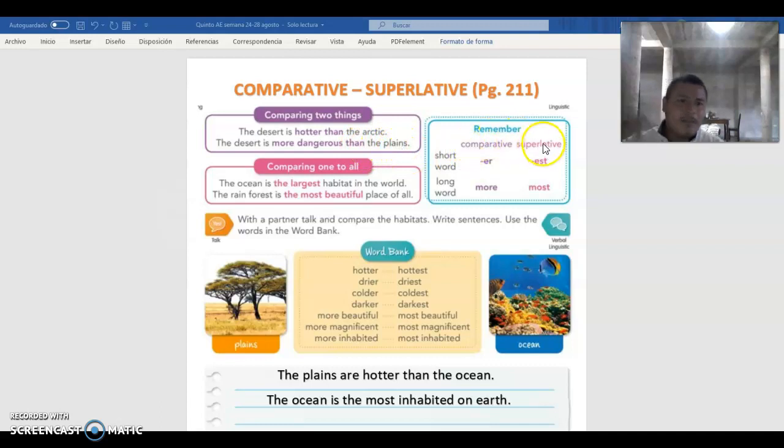And in superlatives, we see right here, in short words, in one syllable, we use est. And if the word is long, we use most. For example, right here, let's see the examples. Comparing one to all, that is in superlatives. The ocean is the largest habitat in the world, and I add an est. And the rainforest is the most beautiful place of all, the most beautiful place. If you see superlative, I'm using most.